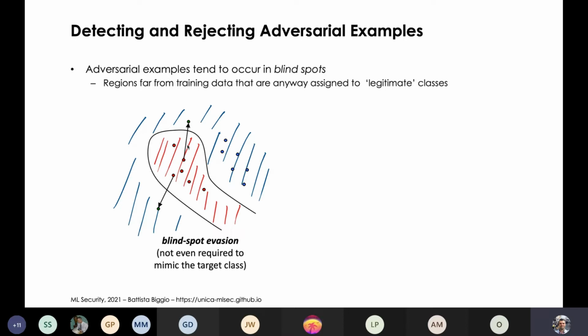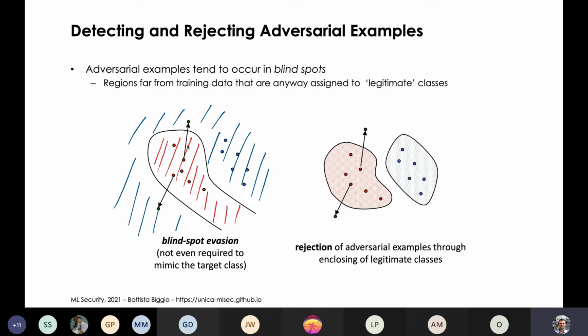So that's the problem. To prevent this, you may try to design classifiers which embed better the points from each class. So you try to enclose the classes rather than also classifying open spaces. In this case, I only classify as red the points which fall into this region, and as blue those in this other closed region, but everything that falls outside of these two regions is rejected. So the classifier can now say, look, this is something which is anomalous with respect to what I've been trained on, and so I cannot make a reliable decision on this point. Okay, so this is the idea of rejection.